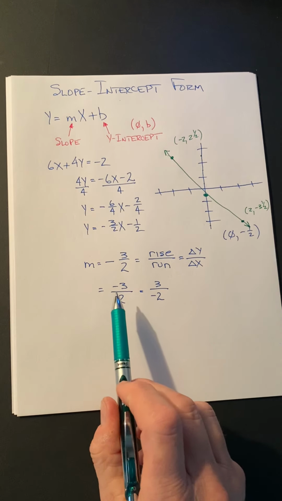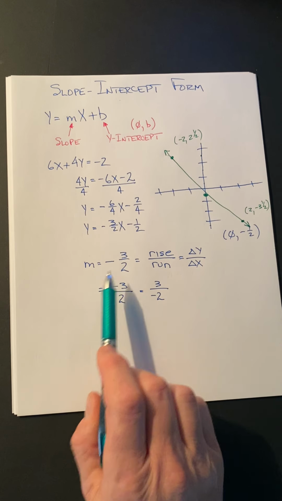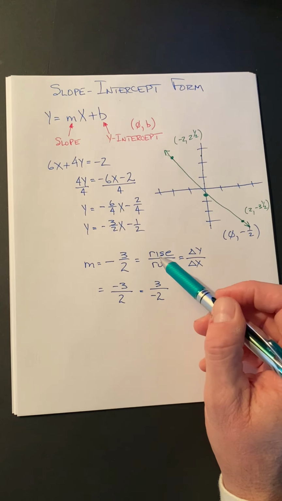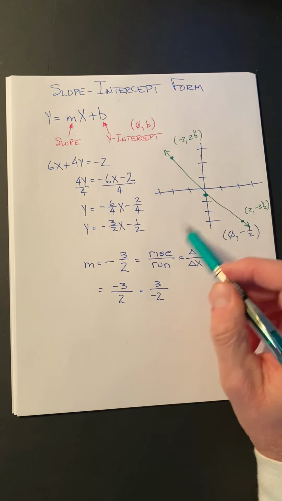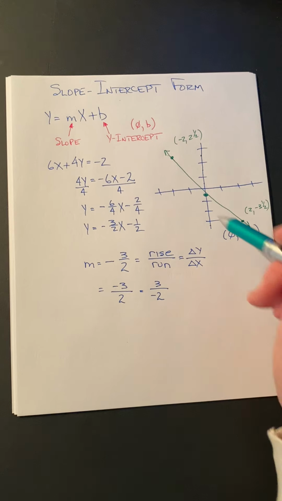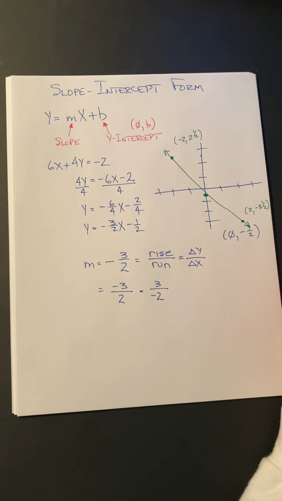Okay, so I can break my slope down into rise and run. I didn't have to go calculate any points. I could draw my graph.